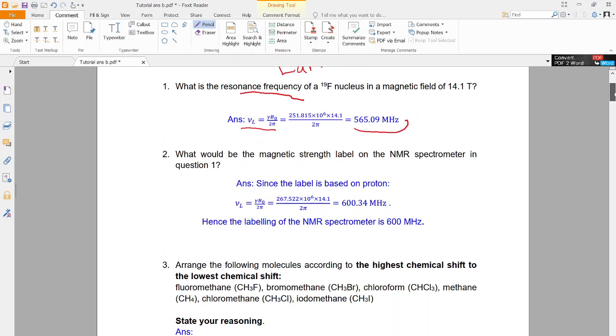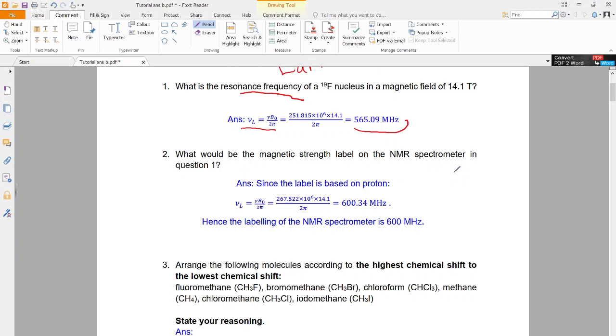Okay, and question 2 is based on the subtlety that I mentioned to you in class, perhaps in the first lecture. What will be the magnetic field strength on the NMR spectrometer in question 1? What do I mean by the magnetic strength label?